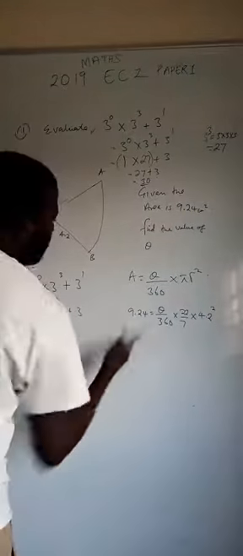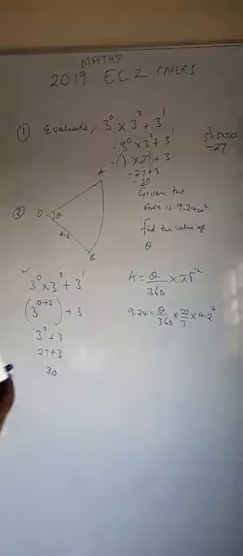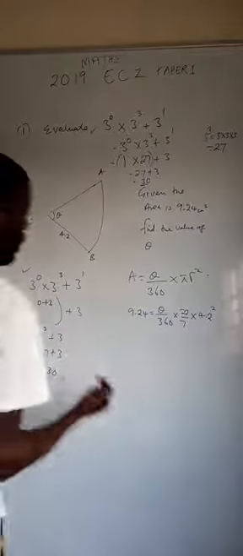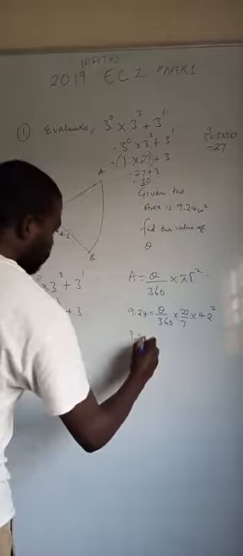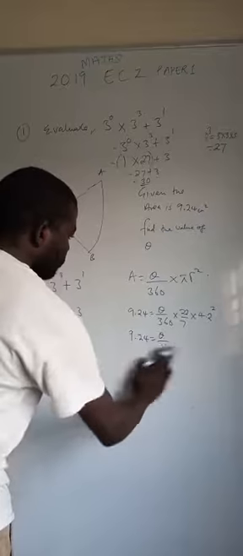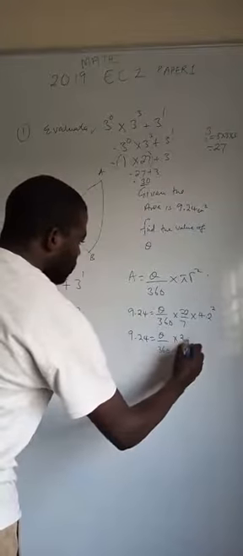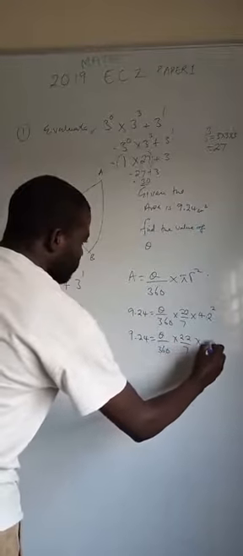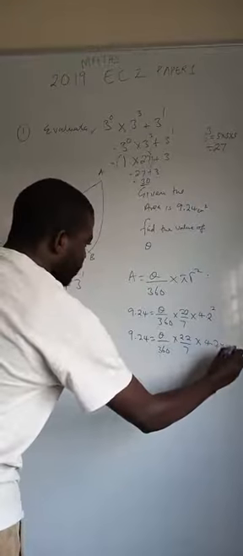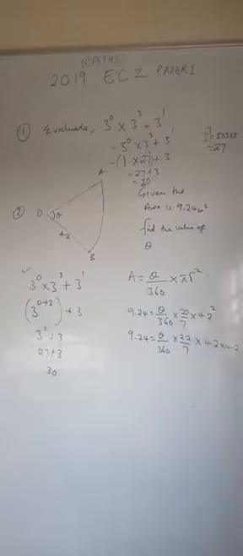Okay? So here I'm making what the subject of the formula? I'm making theta the subject of the formula. Okay? So I do this. 9.24 is equal to theta over 360 times 22 over 7 times 4.2 times 4.2. 4.2 squared means 4.2 times 4.2. Okay? So 4.2 times 4.2.